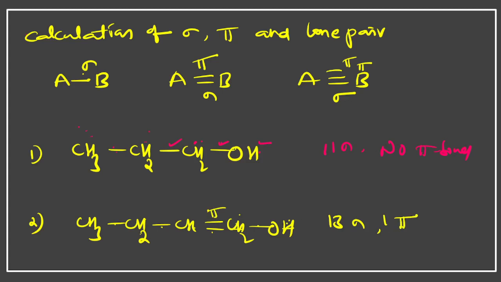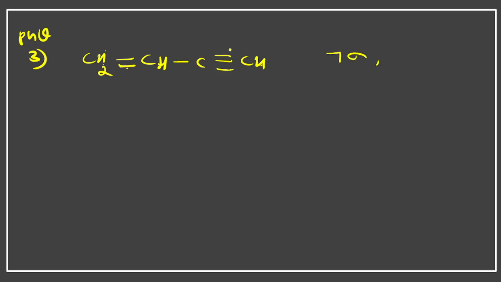Next, the previous question: CH2 double bond CH, C triple bond CH. Count the sigma bonds: 1, 2, 3, 4, 5, 6, 7. So 7 sigma bonds. How many pi bonds? Here 2 pi bonds and 1 pi bond, so the total is 3 pi bonds.